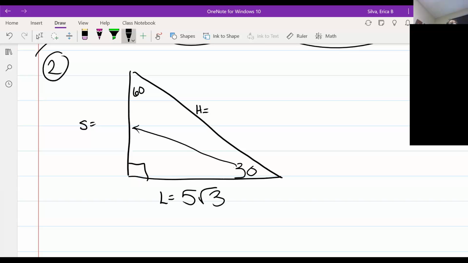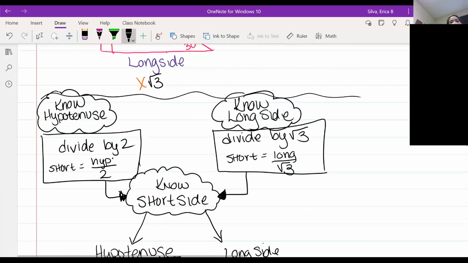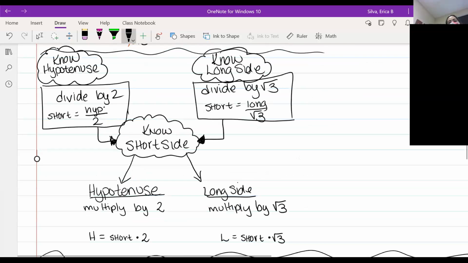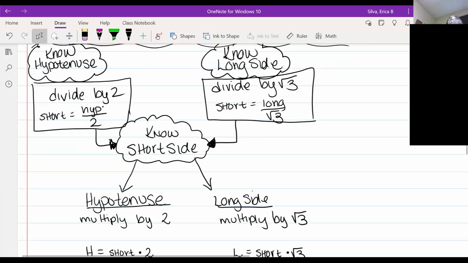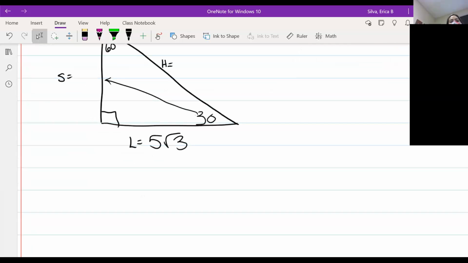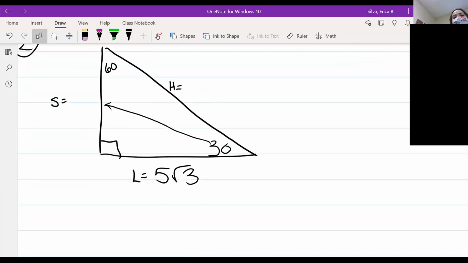Now, in order to go from our long side to our short side, let's look at this one. From our long side to our short side, we need to do what to our long side? Right, divide by what? Perfect, divide by the square root of 3. So to get my short side, we need to get the long side and divide it by the square root of 3. Now, if you have the square root of 3 divided by square root of 3, we get 5. So my short side is equal to 5.